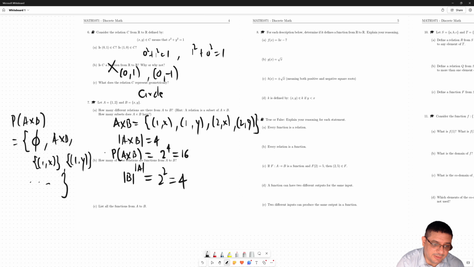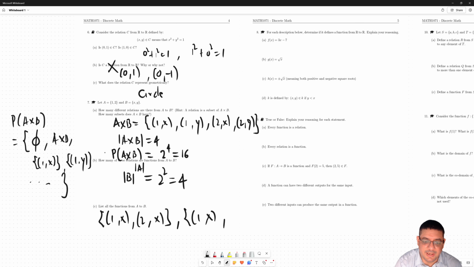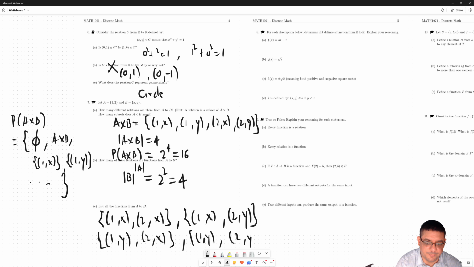Those 4 functions, let's list all of them. We have (1, x) and (2, x), where we send both of them to x. We can also have (1, x), and now let's send 2 to y. We can also send 1 to y and 2 to x. And we can send 1 to y and then 2 to y too. Those are all the possible functions that we're going to have from here.